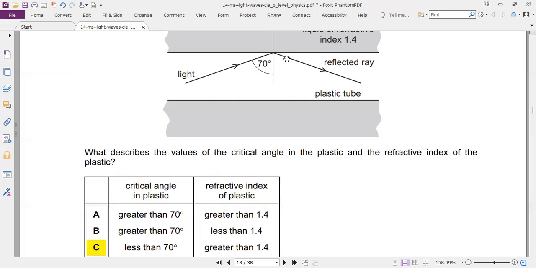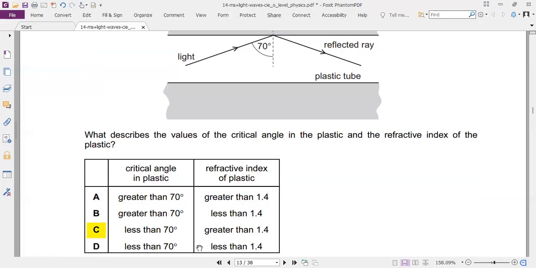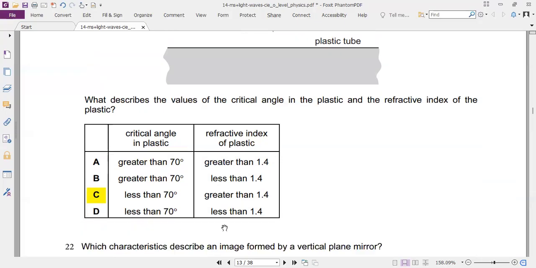Sorry, critical angle definition: when light travels from a denser to less dense medium such that it makes 90 degrees to the normal, it totally internally reflects. That's why this has to be a denser medium. More density means its refractive index must be greater than 1.4. These two are the logics used to answer C. Remember these two logics carefully.